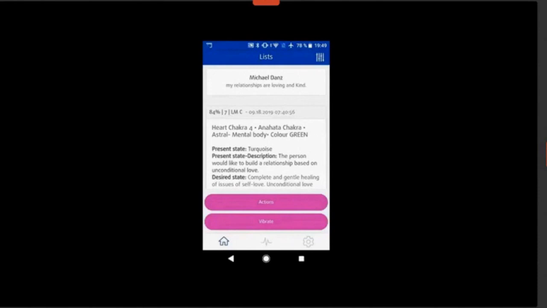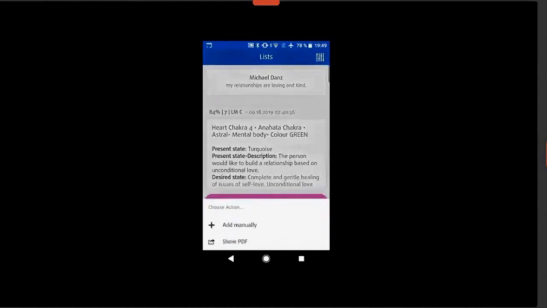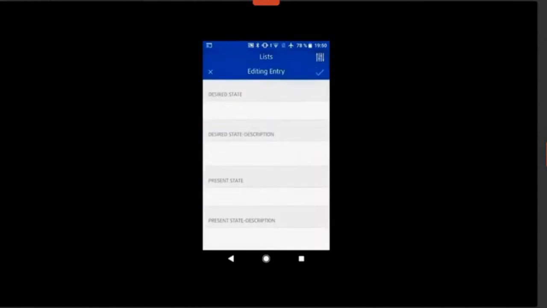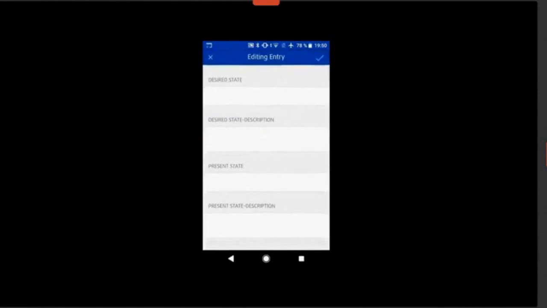Good. But let's come to the more practical part. What do I do next? First of all, I can go on actions and I can add manually. What does that mean? Okay, show PDF is clear. You generate a PDF file, you send it via WhatsApp, email attachment, messenger, you name it. But what does add manually mean? That is a very important part now, because here the app offers you the unique opportunity to use Healy as an amplification tool for your own desired state affirmation or descriptions.